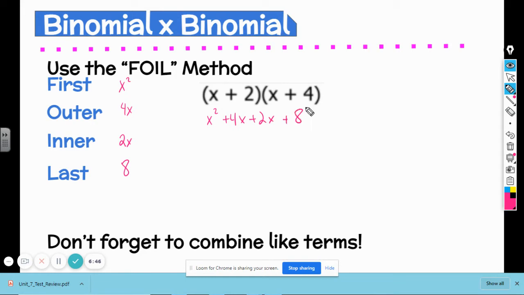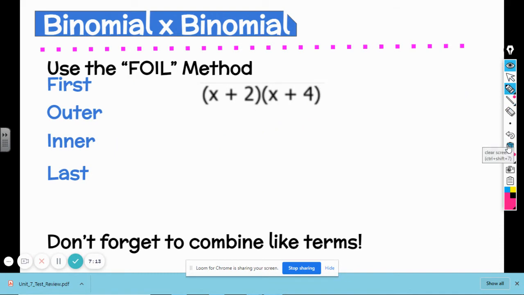And the good thing about FOIL is it usually puts your two like terms in the middle. So you can combine those to 6x. So we have x squared plus 6x plus 8. Can you combine these? No. They have the same variable, but it's not to the same power. So this is it. This is simplified. And we have our highest exponent first, which is standard form.